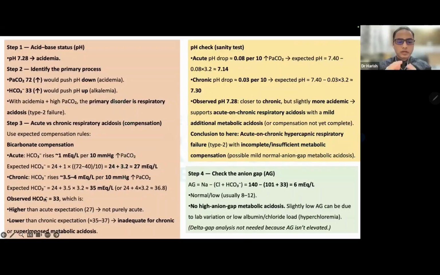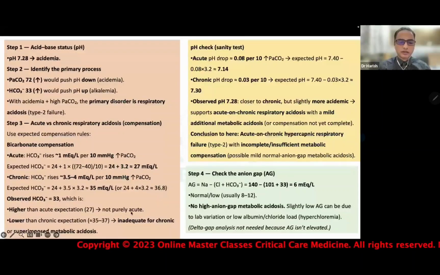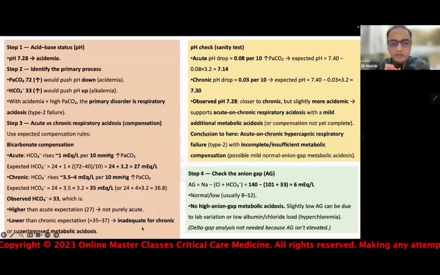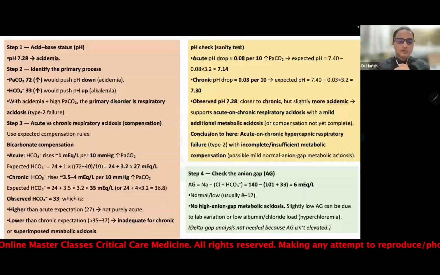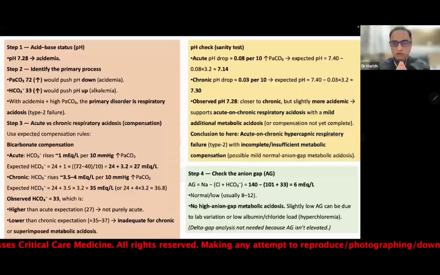Okay, so the observed value is 33, which is higher than the acute expectation of 27. So it is not purely acute, and it is lower than the chronic expectation. The chronic expectation is somewhere around 36.8, 37. So there is inadequate compensation for chronic. So there is some sort of superimposed metabolic acidosis as well. So it is neither acute nor chronic.